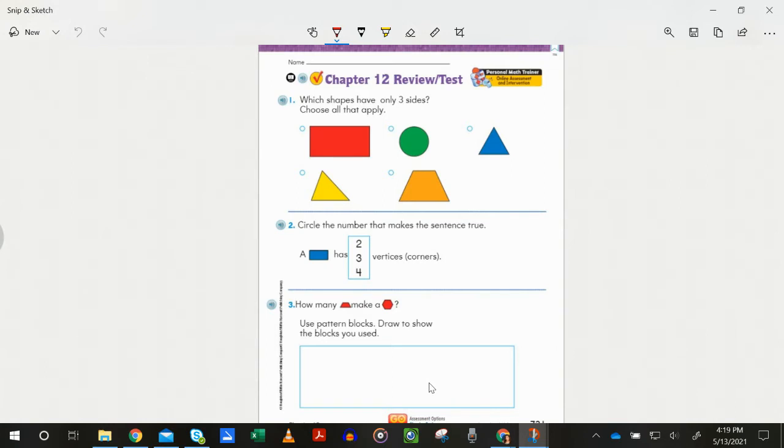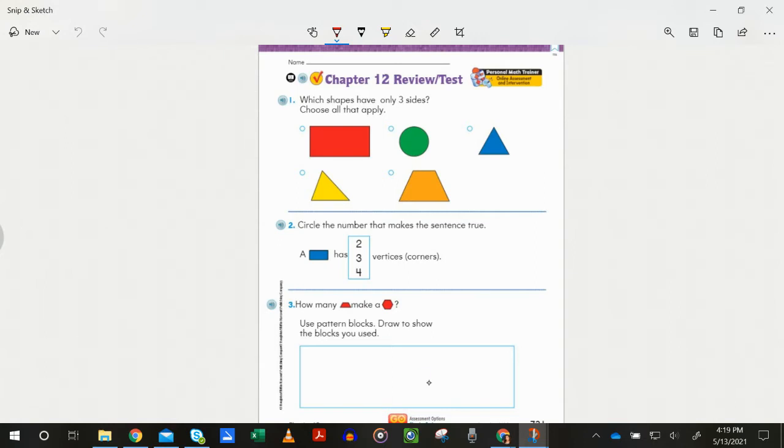And when you're ready, let's switch to a crayon. Come back up to number 1. Which shapes have only 3 sides? Okay, first we have a rectangle. Does it have 3 sides? No, it has 4. Then we have a circle. Does it have 3 sides? No, it doesn't have any straight sides. It just has one continuous curve.